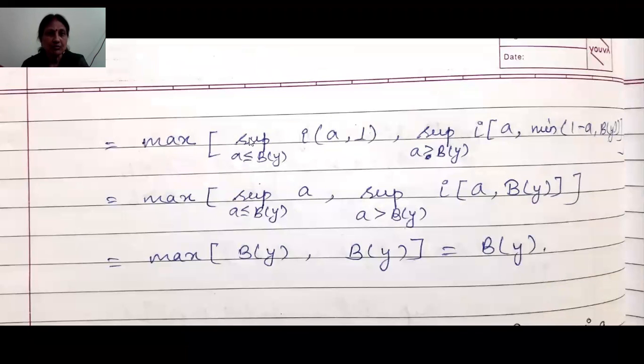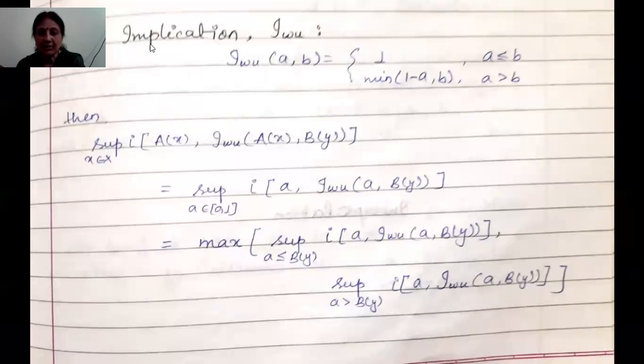So we get the maximum of the supremum for A less than or equal to y of I(A, 1), and the supremum for A greater than y of I(A, minimum of 1 minus A and y). Then from the axioms of T-norms, I(A, 1) is equal to A, and here the minimum of 1 minus A and y is y, so we write y because A is greater than y. So we get maximum y here, and from here the minimum is y. So this is y, this is y. So equation 1 is again satisfied by the Wu implication.